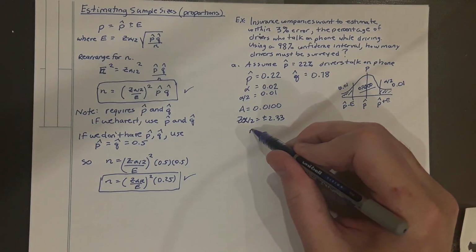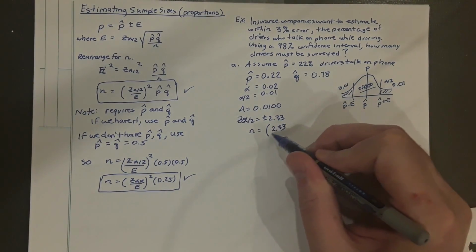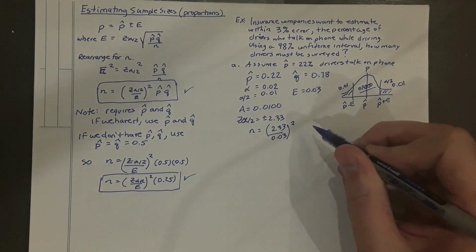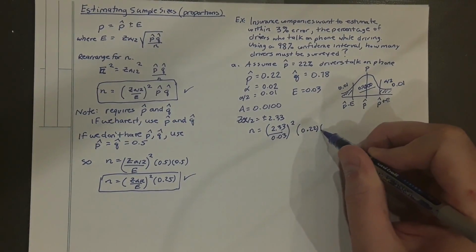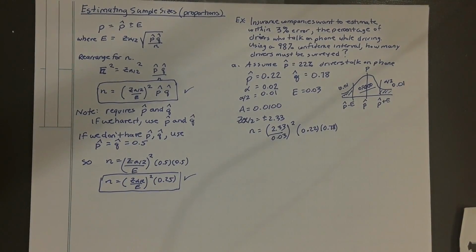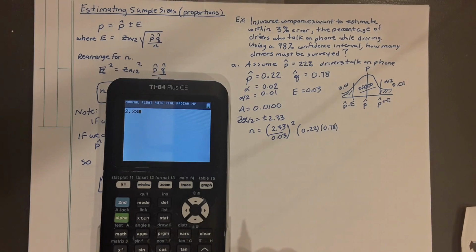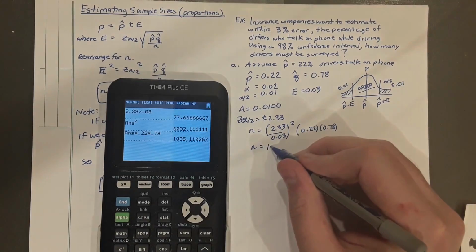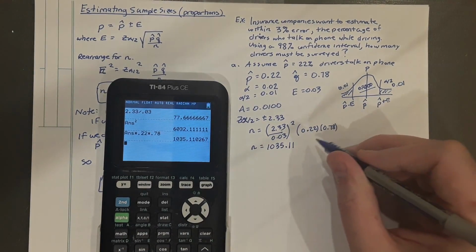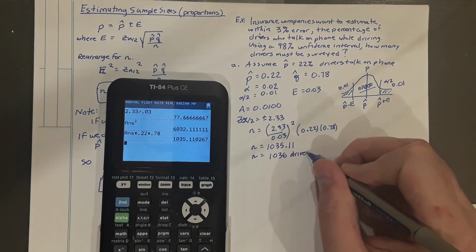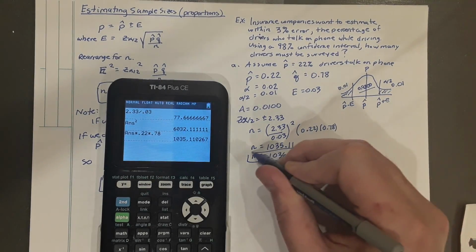That gives us a sample size requirement of 2.33 over the 3% error that's desired. We have to square that, and we multiply by the product of p hat and q hat. So 2.33 over 0.03 squared times 0.22 times 0.78, we end up with an estimate of 1035.11. We always have to round this up. So a minimum sample size of 1,036 drivers is required.